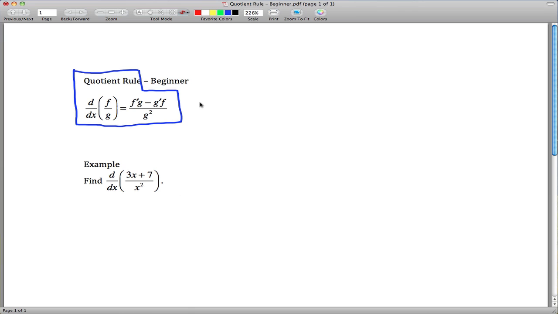So the way we'll apply it will be really similar to the way we applied the product rule. It tells us how to take the derivative of something divided by something. So up here in the numerator, this 3x plus 7, we can call that our f. And in order to make things match up with the formula we have as much as possible, we would call g what we have in the denominator here, namely x squared.